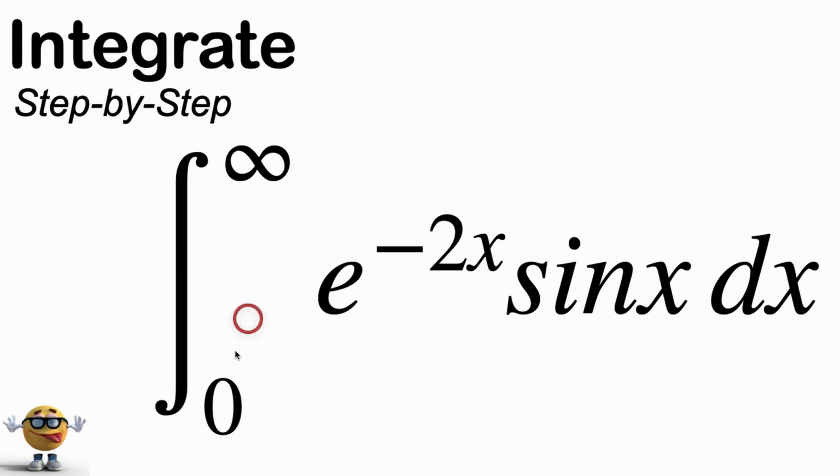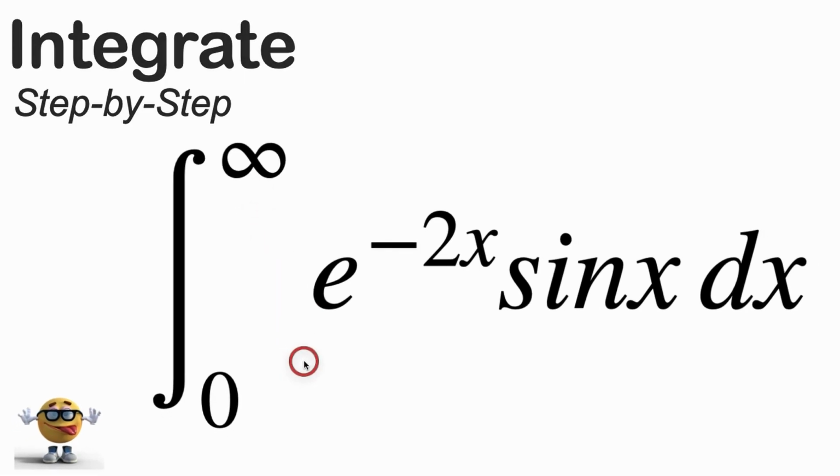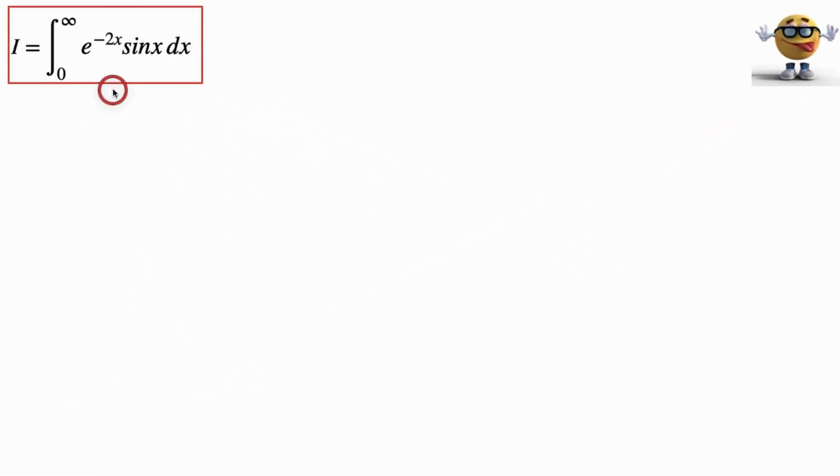Alrighty, my friends, we're going to evaluate the integral of e to the negative 2x sine of x from 0 to infinity, and it's going to be awesome, but there is a trick to it, and I'm going to show you how it's done. Now, we're going to solve this using integration by parts, which is the most popular method.